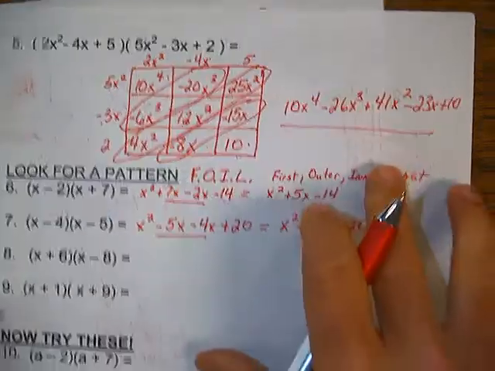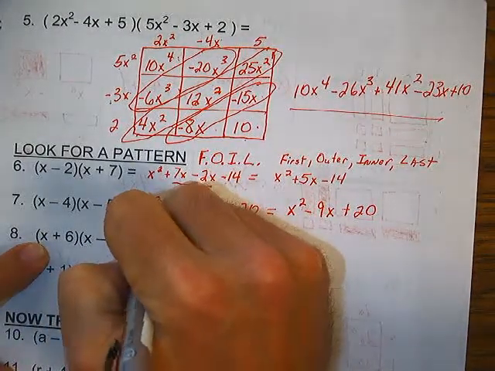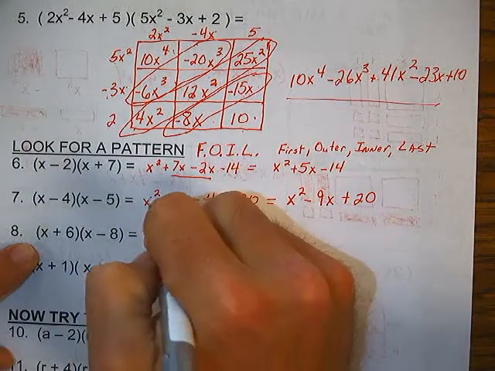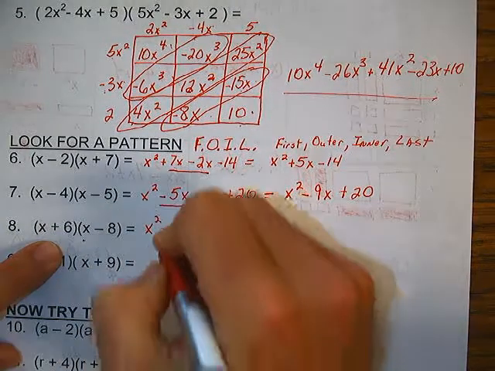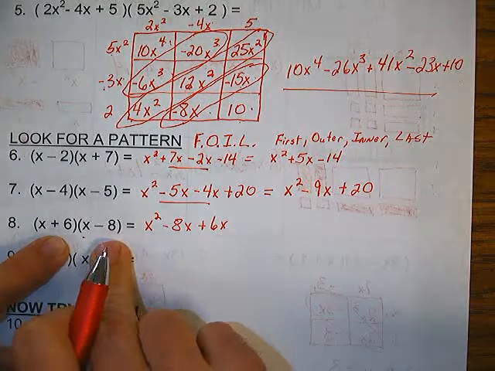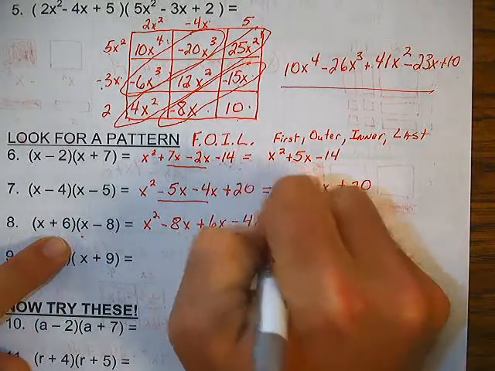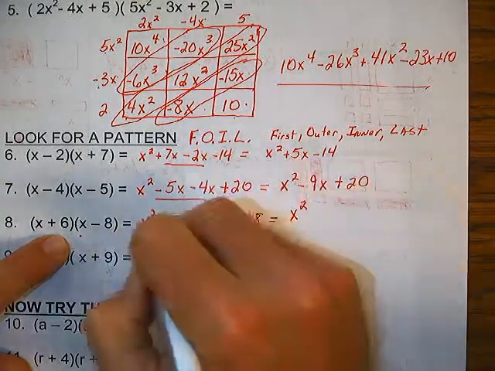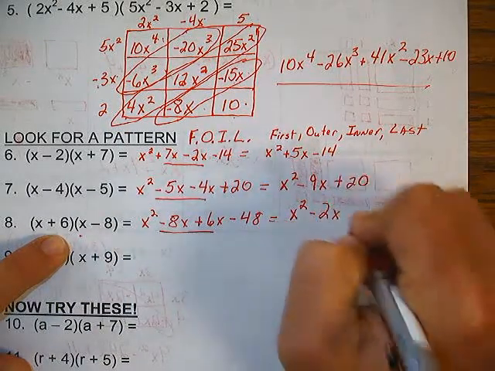Okay. FOIL on number 8. X times x. It's x squared. Outer, negative 8x. Inner, positive 6x. Last, negative 48. Combine like terms. X squared. Okay, combine these. That's negative 2x minus 48.